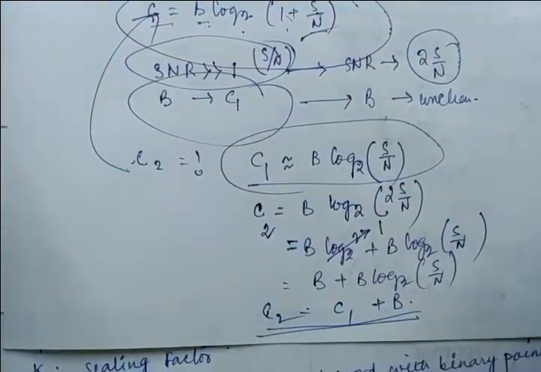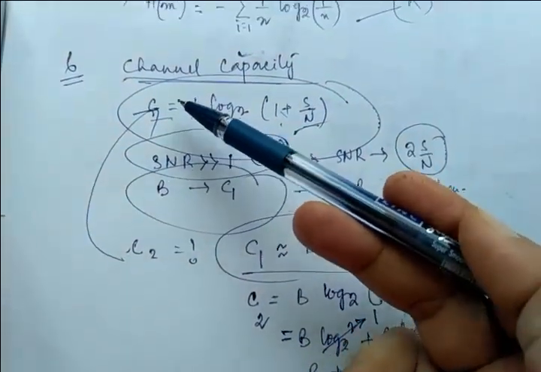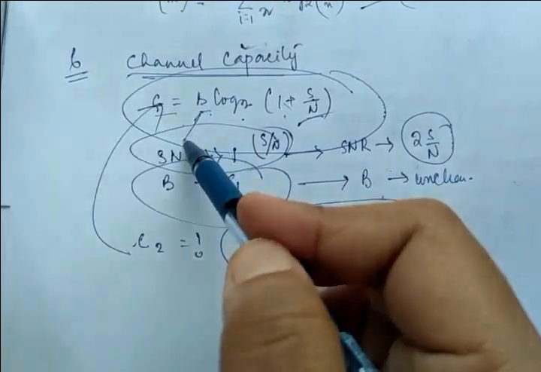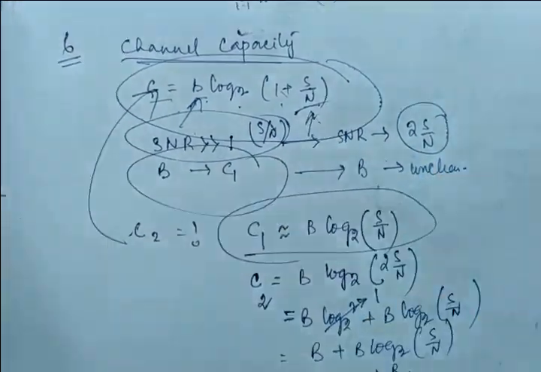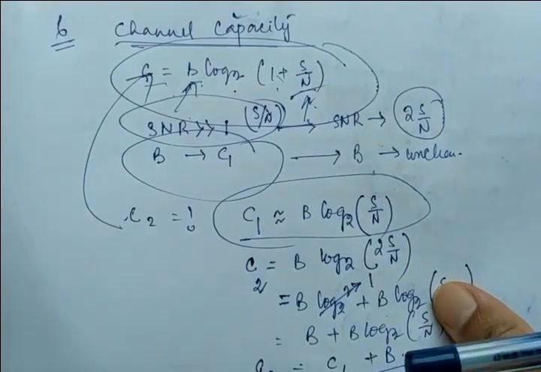Okay, so this is also a very simple question, and you have to use the mother formula of channel capacity, that is C equal to B log 2 (1 plus S by N), where B is the bandwidth and S by N is the signal to noise ratio, that is the SNR parameter. Okay, right.